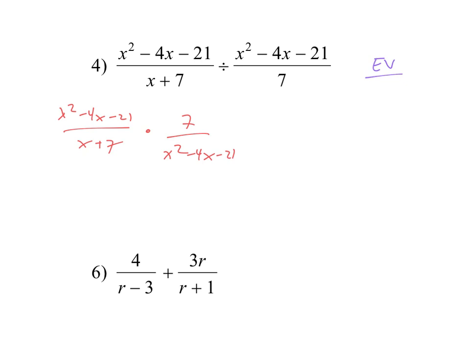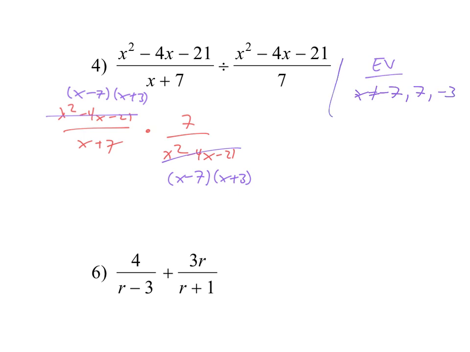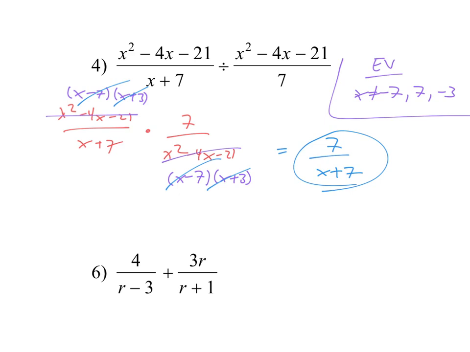Other than that, I can see I have the same polynomial up top and bottom. So x minus 7 and x plus 3. X minus 7 and x plus 3, they are the same thing. So x cannot equal -7, it cannot equal +7 or -3. Now let's cancel what we can. I got a -7 and a +3. So all I get is a 7 up top and an x plus 7 on the bottom.